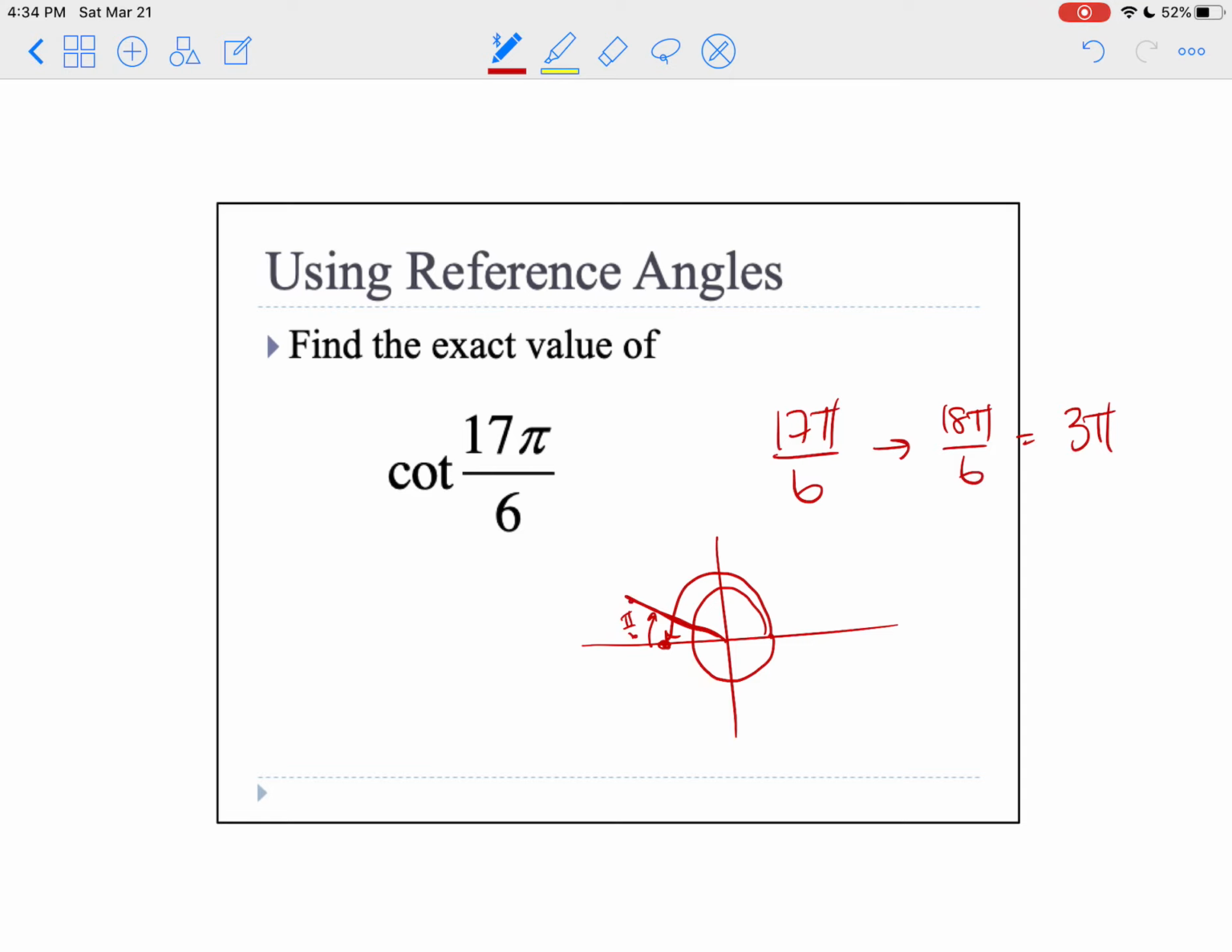Since I'm in the second quadrant, my x is going to be negative and my y is going to be positive. So my x coordinate is going to be negative root 3 over 2, and my y coordinate is going to be 1/2. And so the ratio here of x over y is going to be negative root 3 over 2 divided by 1/2. These cancel, and so the answer here is just negative root 3.